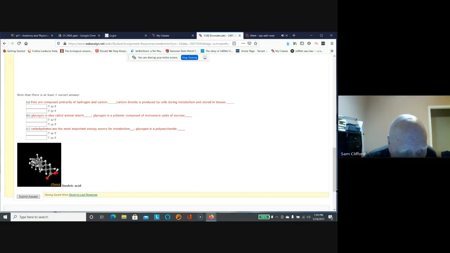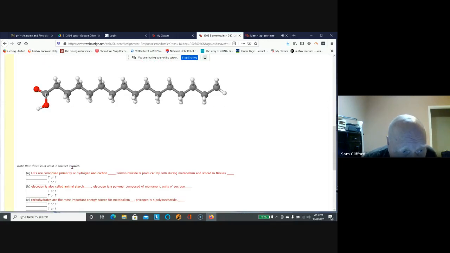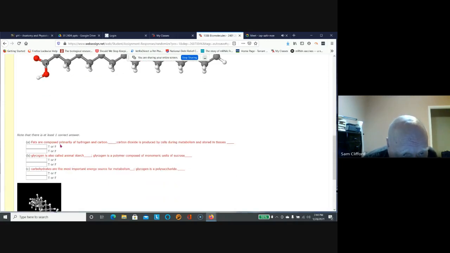This is the hydroxyl group. The double bond is missing here. Okay, so let's see what we got here. Fats are composed primarily of hydrogen and carbon. True. Carbon dioxide is produced by cells. It's not stored in tissues. So let's give that one a false.